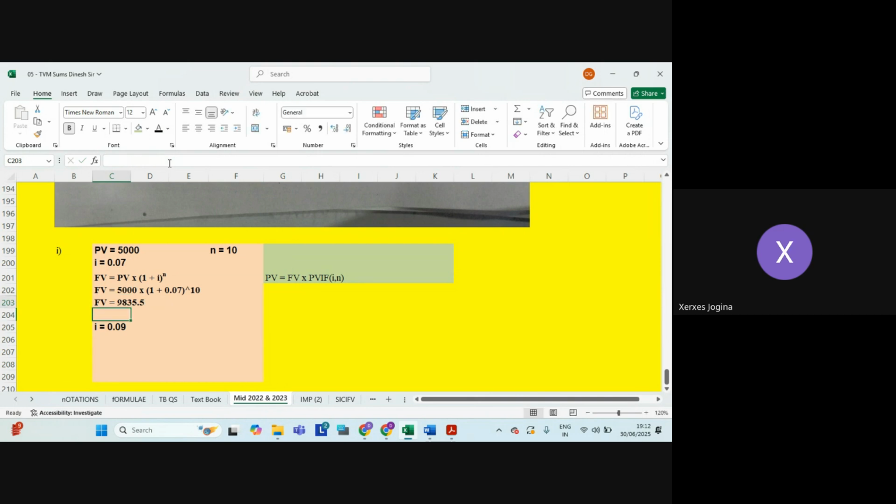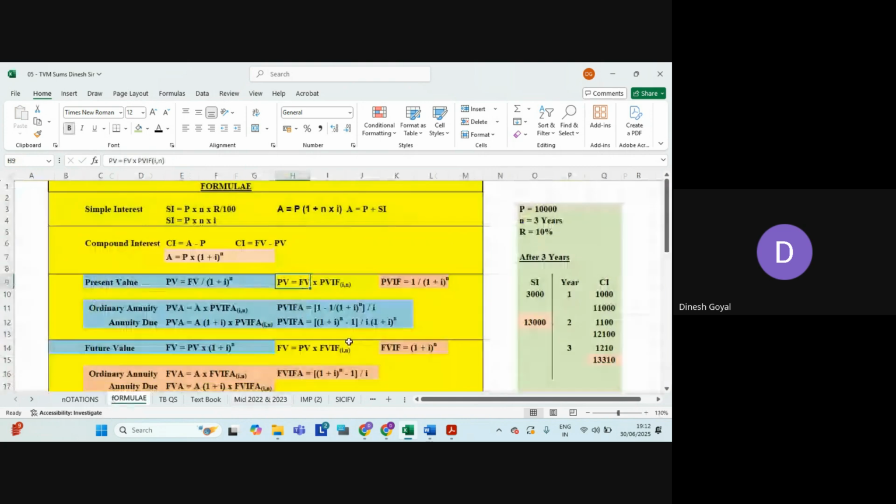9835.5. Right, sir? I have not calculated. If anyone can calculate, can you just confirm if it is right or wrong? Yes, I have an idea. Yes, I will come. First, let me copy this formula also.